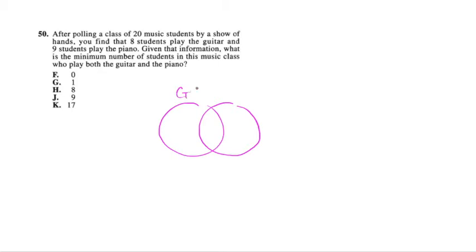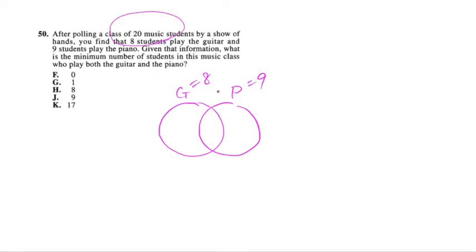These are the kids that play guitar. These are the kids that play piano. And they've already told us that 8 kids play the guitar and 9 kids play the piano. Now, where these numbers can go, for instance, there can be a number of students who play just the guitar. There will be a number of students who play just the piano. And then there will be a number of students who play both, A, B, and C. Now, what these numbers are is going to depend on how many kids there are in total. The number of kids there are in total is 20.